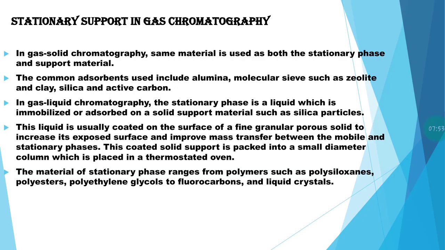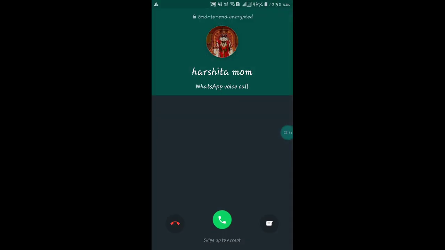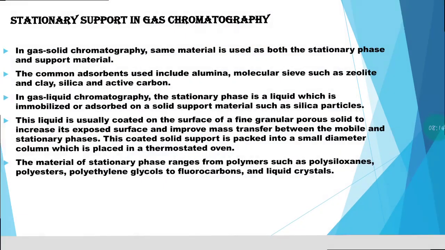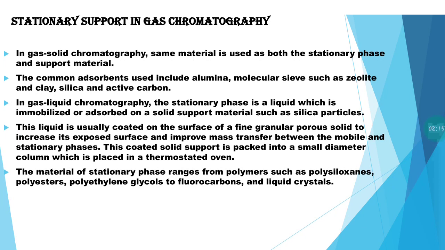The next one is the stationary support in gas chromatography. In gas solid chromatography, the same material is used as both stationary and support material. Some adsorbents used include alumina, molecular sieves such as zeolite, clay, silica, and active carbon. In gas liquid chromatography, the stationary phase is a liquid, which is usually coated on the surface of a fine granular porous solid to increase its exposed surface and improve mass transfer between the mobile and stationary phases.